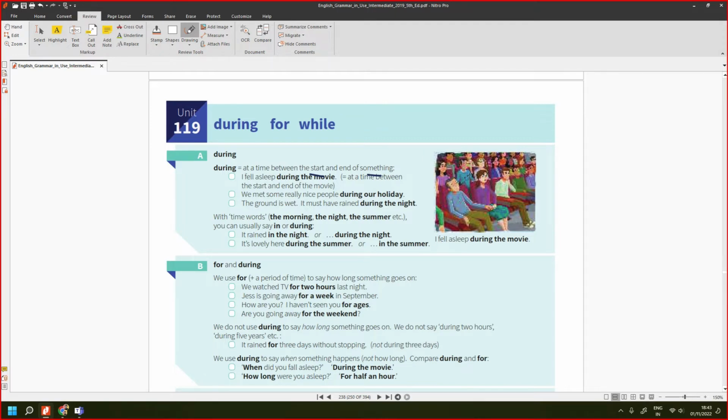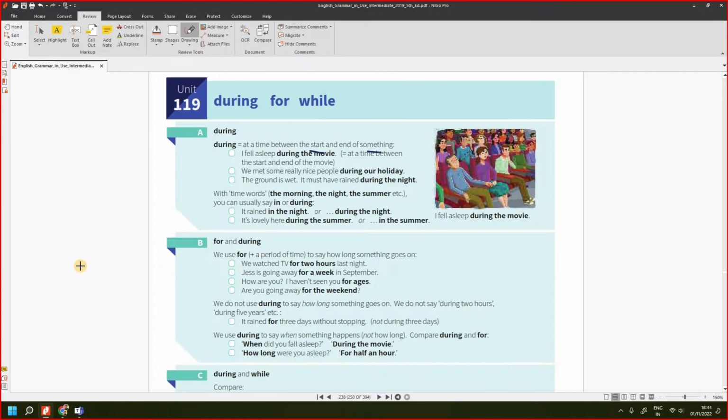Okay, good. So understand that these are prepositions and you should know how to use them properly. Okay, we'll come down.